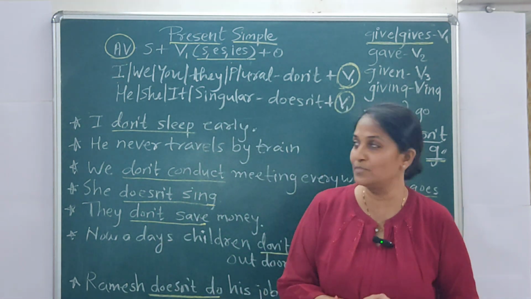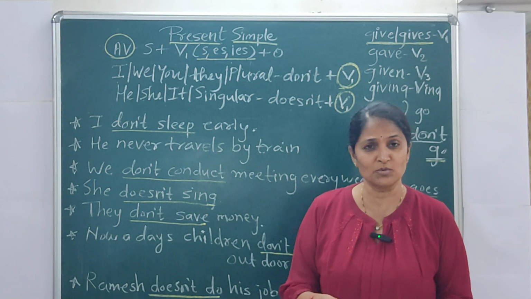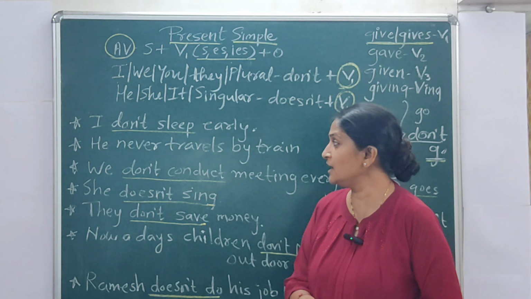Now let's see some examples. I sleep early. मैं जल्दी सोता हूँ. I don't sleep early. मैं जल्दी नहीं सोता हूँ. Again, this is your routine.